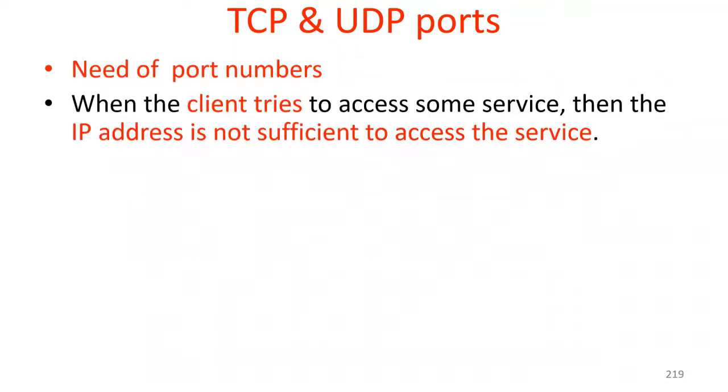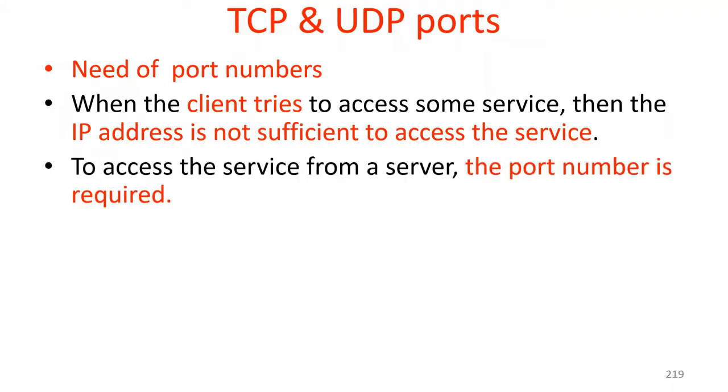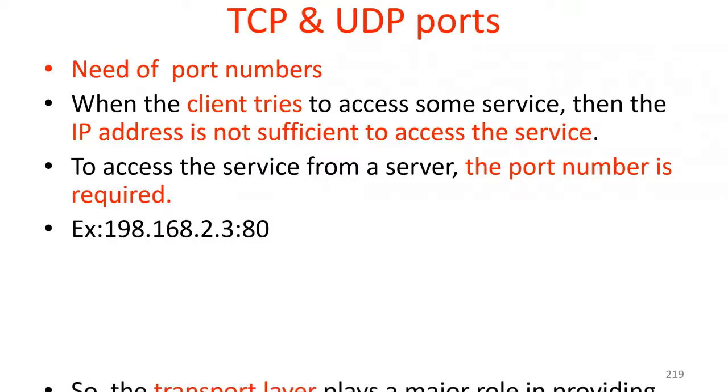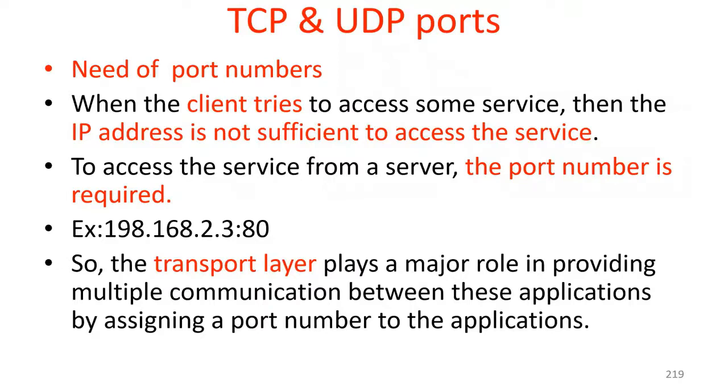For this purpose, when the client tries to access some service, the IP address alone is not sufficient to access all these services. To access a service from the server, the port number is required. That means you require the port number to access those services from the server. For example, 192.168.2.3:80. So the transport layer plays a major role in providing multiple communication between these applications by assigning a port number to each application.